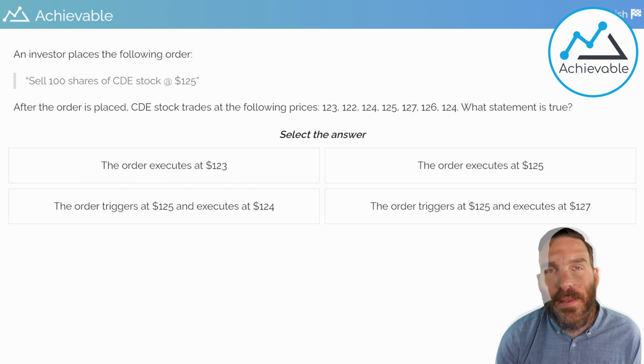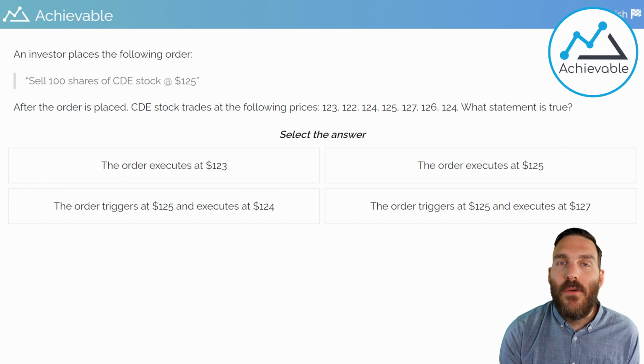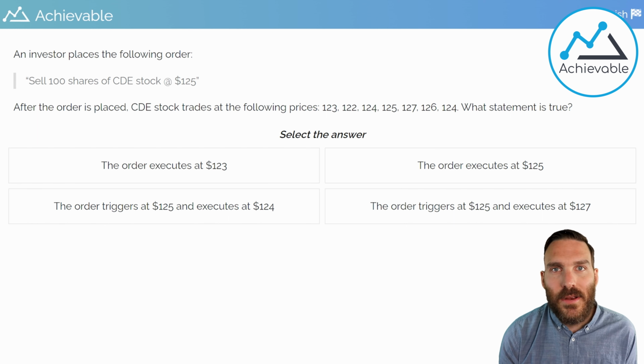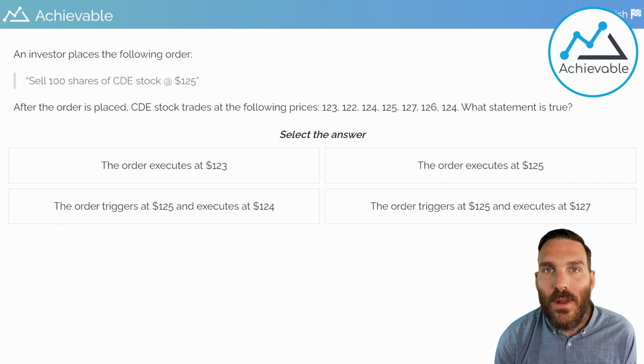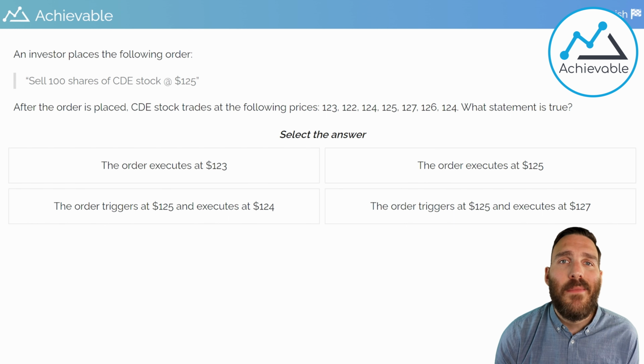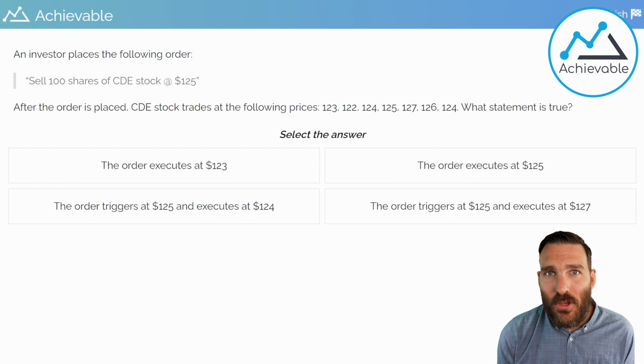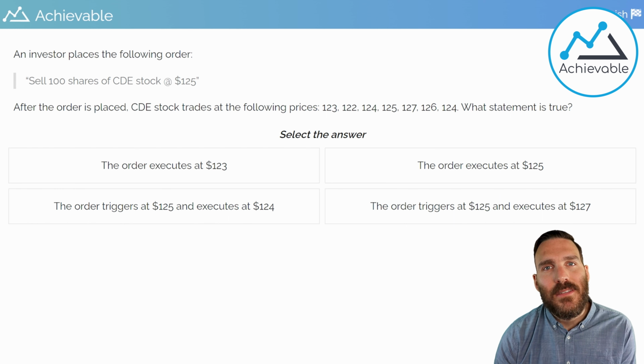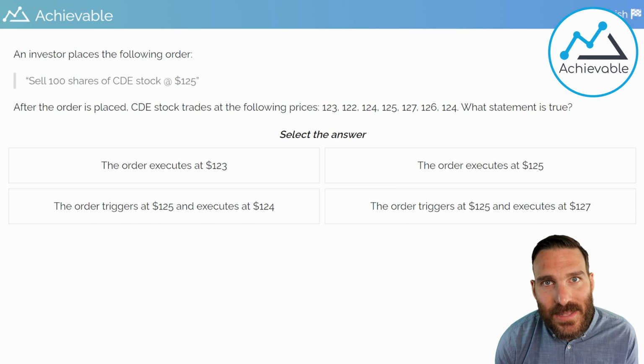Okay, let's look at the question. An investor places the following order. They want to sell 100 shares of CDE stock at 125. And the question is, what statement is true? Overall, we need to make sure we know what type of order we're dealing with and how it reacts to the market situation that it's in with all those prices that were provided.